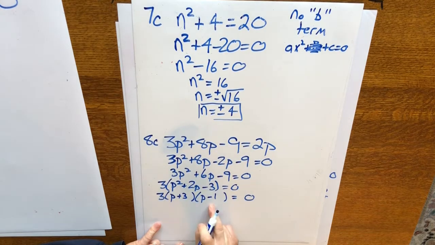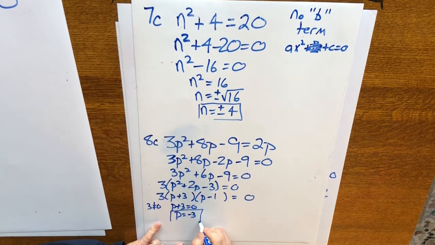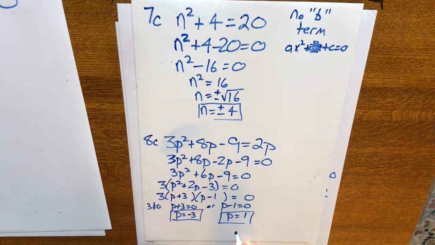So we have two factors equaling 0. This is just a number in front. The number 3 can't be 0. 3 equals 3, it can't equal 0. But p plus 3 equals 0 when p equals negative 3. Or p minus 1 equals 0 when p equals 1. So we have two solutions to that equation.